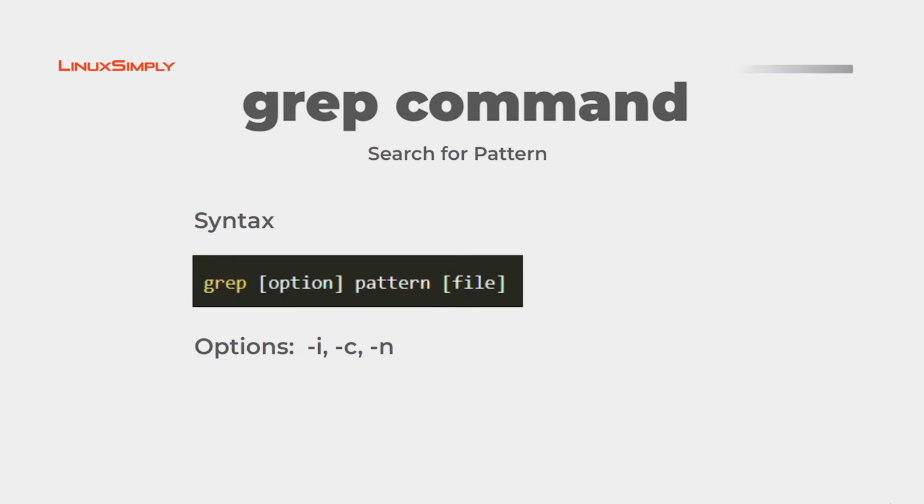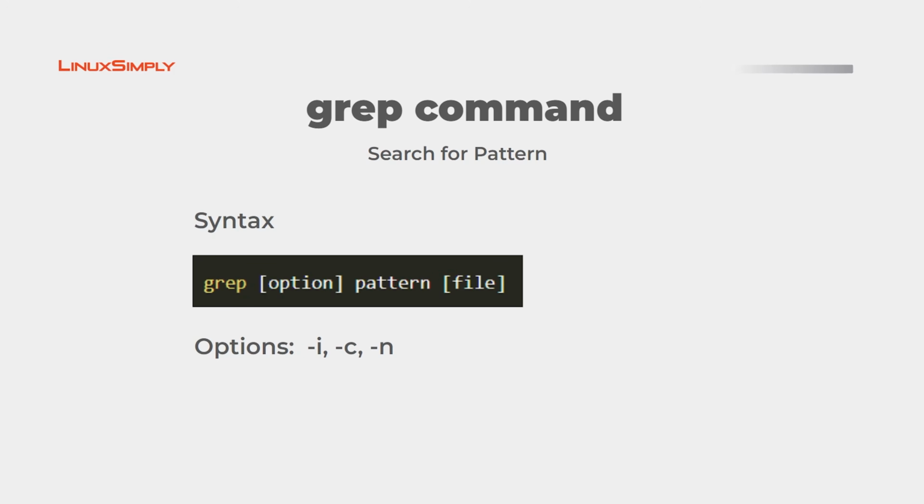The grep command is one of the most powerful commands used in bash scripting. Often, you will need to search for specific patterns or strings within a specific file. In those cases, the grep command can be very helpful. The basic syntax is grep followed by options, then the pattern you are searching for, and then the file name. The option -i ignores case, that is, capital and small letters don't matter. The option -c displays the count of the occurring matches, and the option -n displays the line number of the specified pattern. Let's see it in practice.